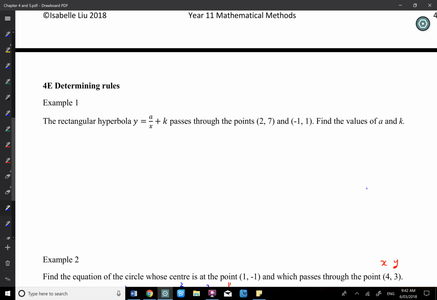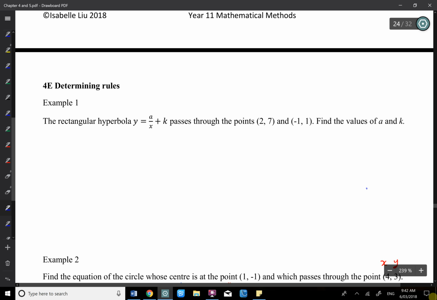Come back to example 1. In the previous 2 lessons I asked you to do example 1 and 3. So you have a rectangular hyperbola with that equation. The equation is already given to you, and it passes through the points 2, 7, and negative 1, 1. Find the value of a and k. This is just an easy substitution question. So 7 equals a over 2 plus k, and 1 equals a over negative 1 plus k.